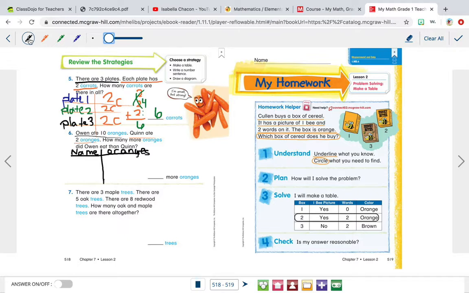All right, so then for this, I'm going to have a space for Owen and a space for Quinn. So Owen ate 10 oranges. So Owen. And how many oranges did he eat? He ate 10 oranges. And if you see, this table is nice and organized because we could see Owen, his name, ate 10 oranges. Now we have Quinn. So Quinn is his name.